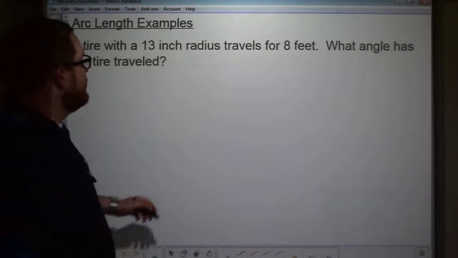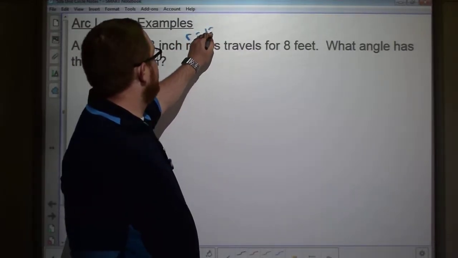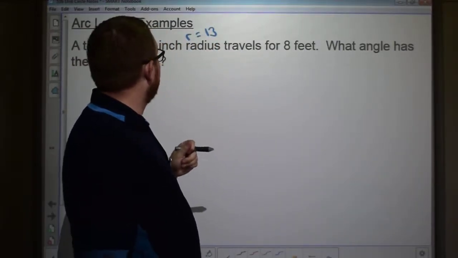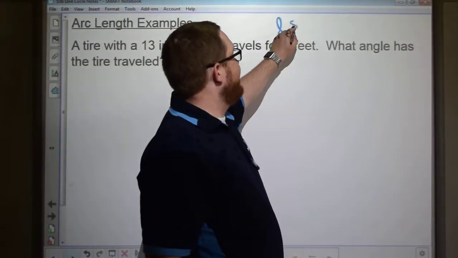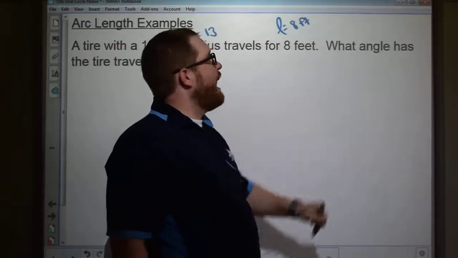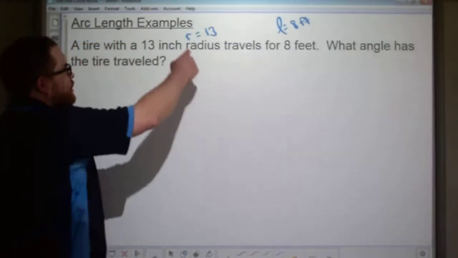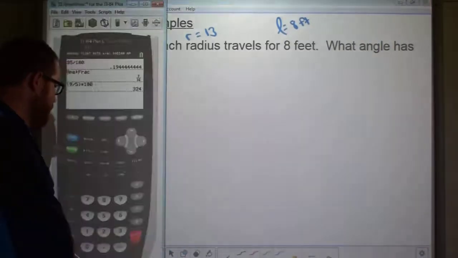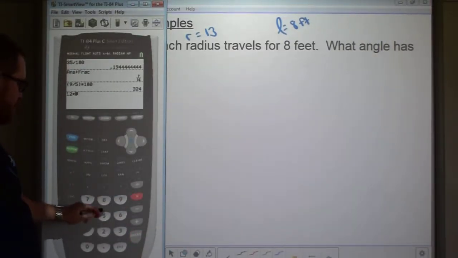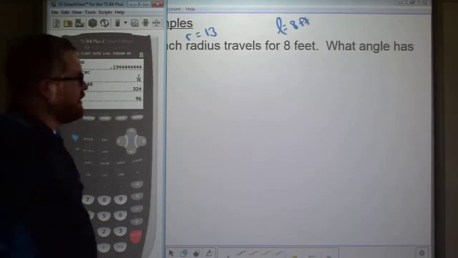A tire with 13-inch radius, so r equals 13, travels for 8 feet. So there's two things here. I know the length is 8 feet, but I don't want it in feet. I'm measuring the radius in inches, so we should measure that in inches. And since there are 12 inches in a foot times 8 feet, it's 96 inches.